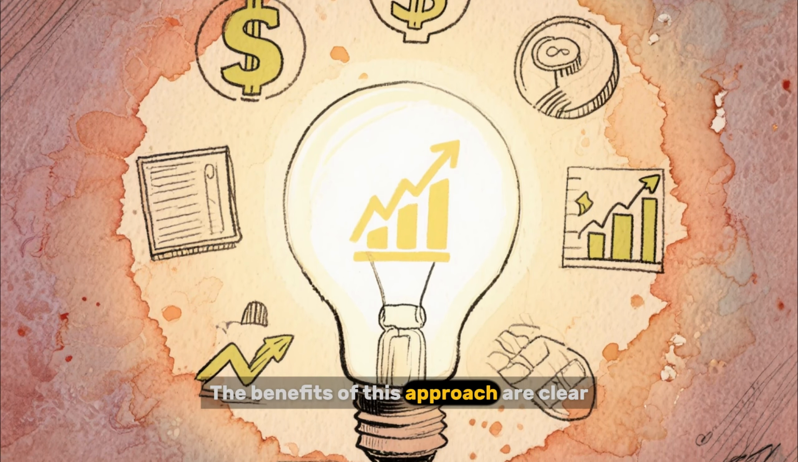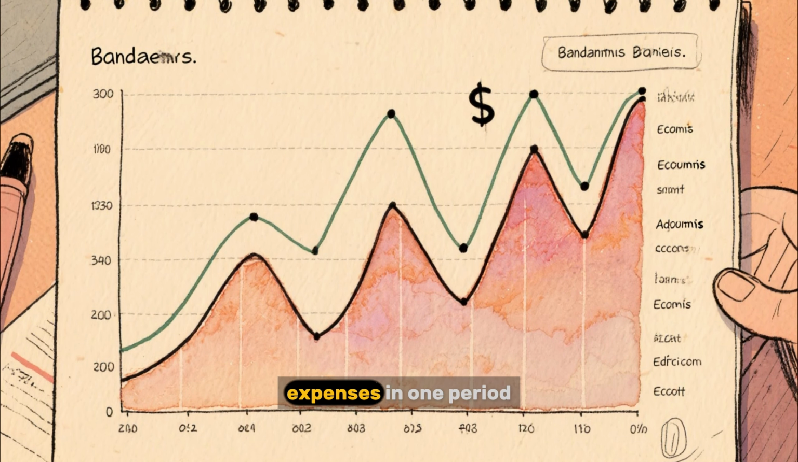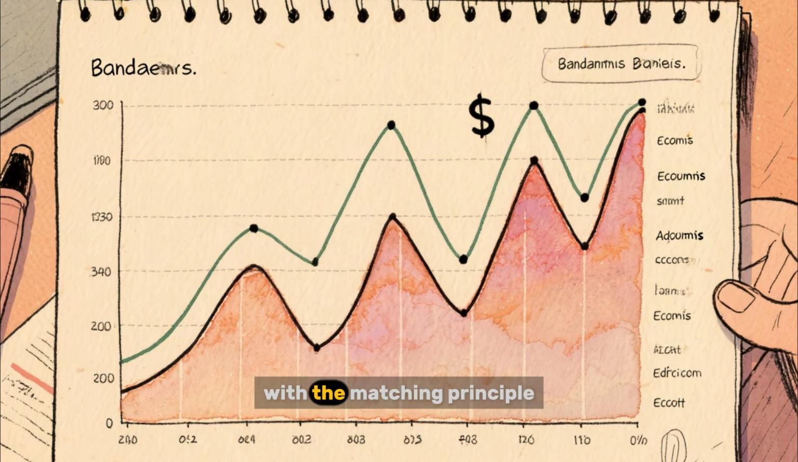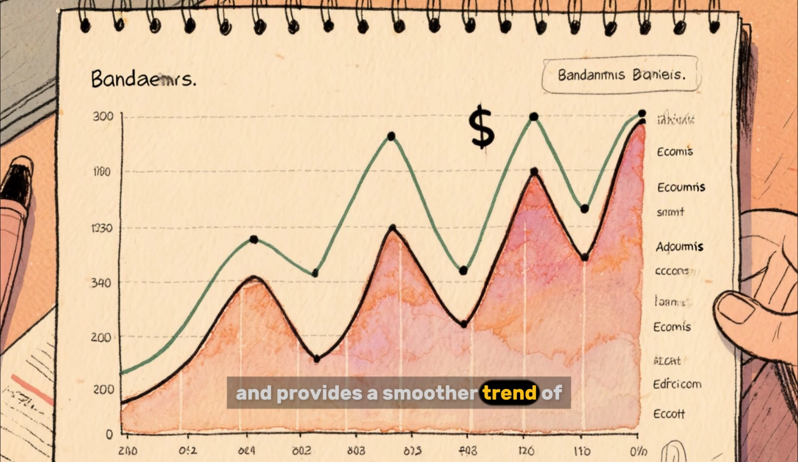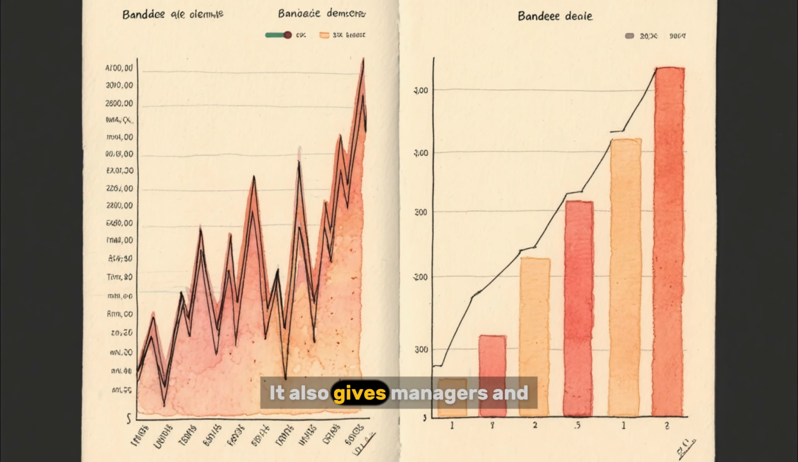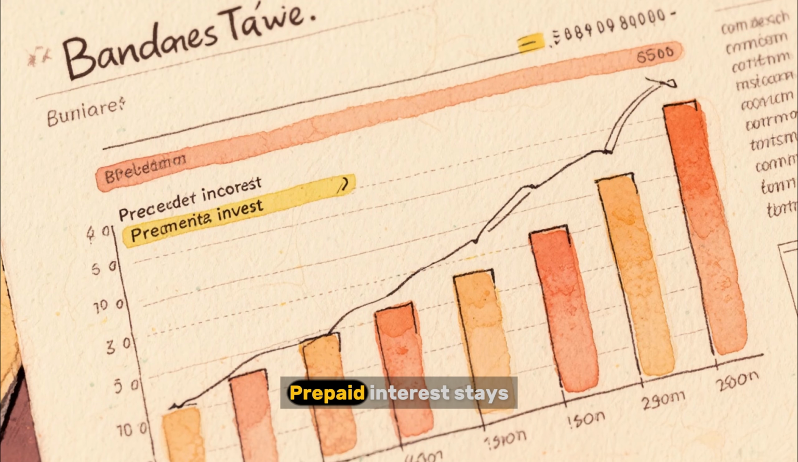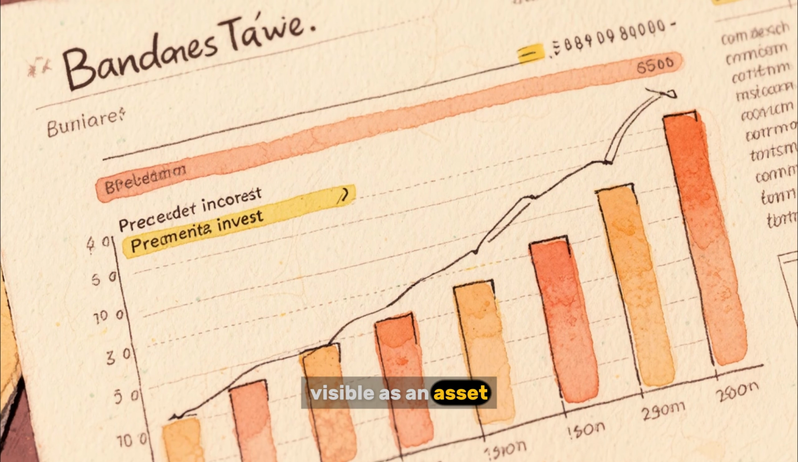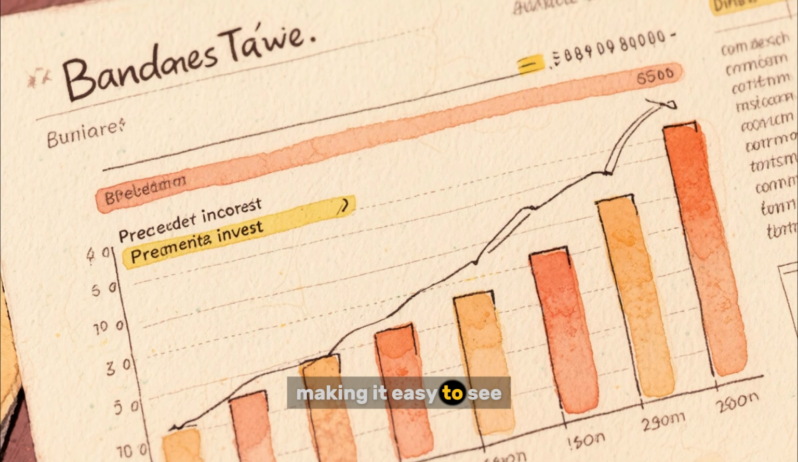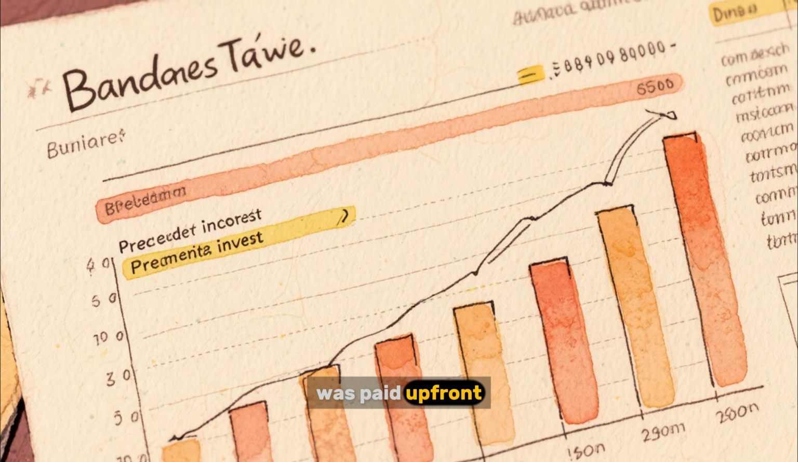The benefits of this approach are clear. It prevents overstating expenses in one period, aligns perfectly with the matching principle, and provides a smoother trend of results over time. It also gives managers and investors a more realistic picture of how costs evolve. Prepaid interest stays visible as an asset until it's used up, making it easy to see how much value remains from what was paid up front.